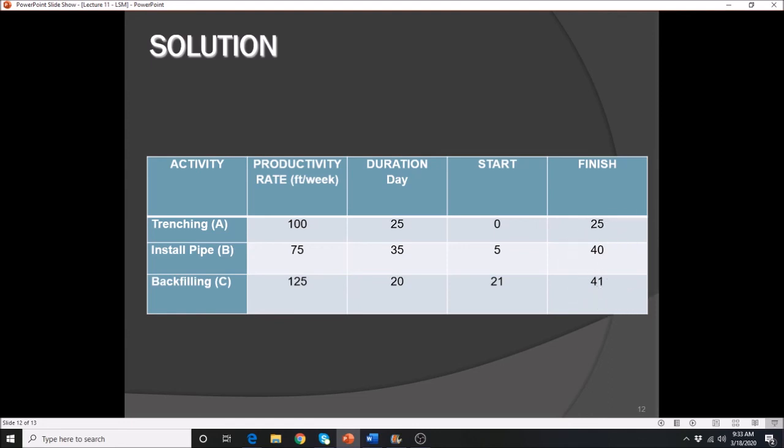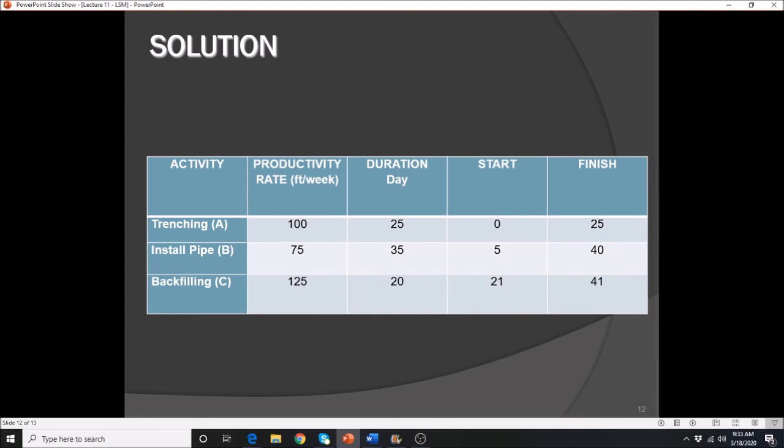And we don't want that to happen as well. So in that case, we're going to move the finish date of backfilling for your installed pipe by 1 day. So 40 plus 1, 41 days. 41 minus the duration, that gives you 21.